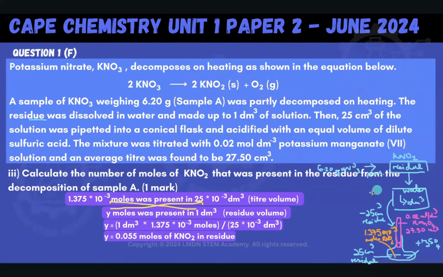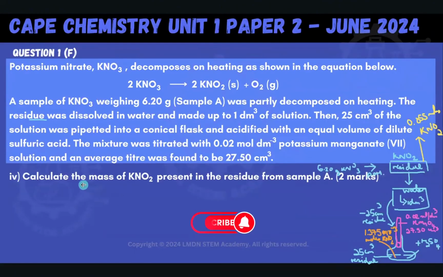I'm just going to put that number up here so we can keep everything nice while we work. So in this residue, we just found that we had 0.055 moles of the KNO2 that was formed from that partial decomposition of the KNO3. All right, so let's go ahead now and see what else is being asked.